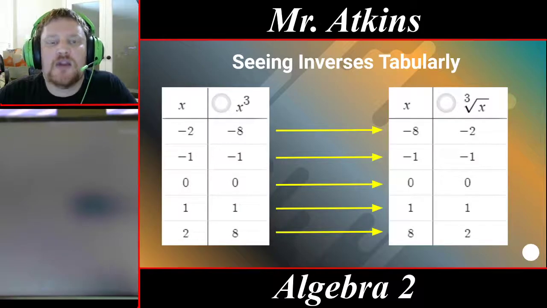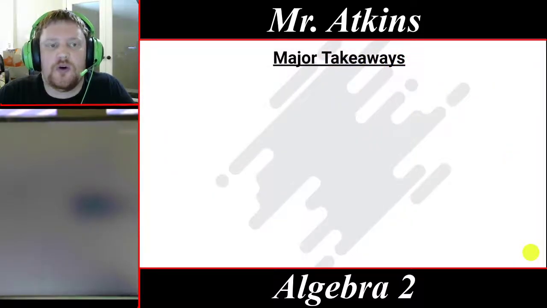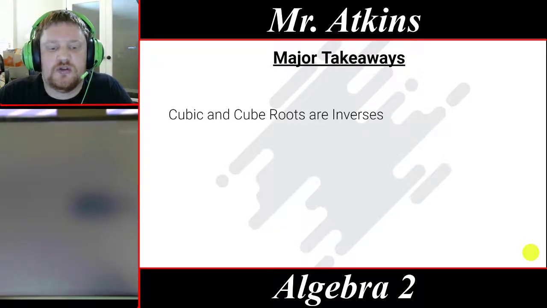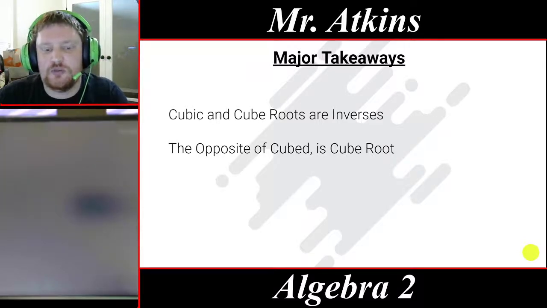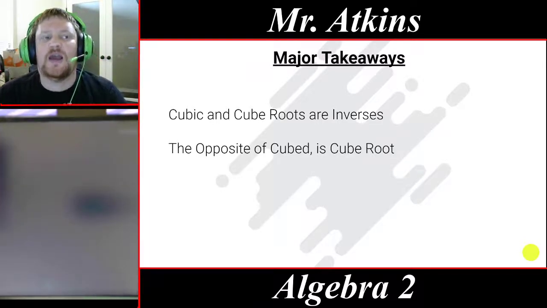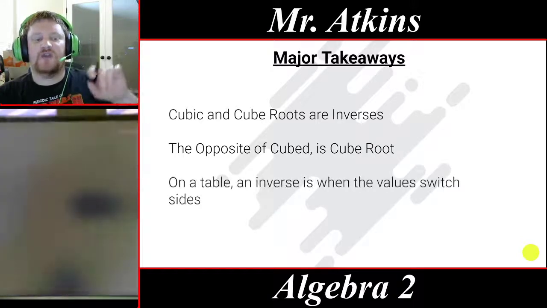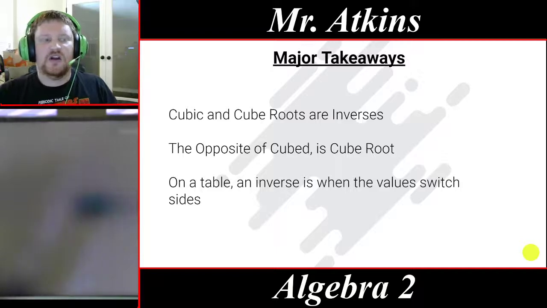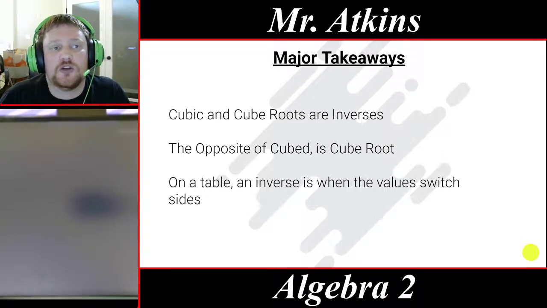So here's a couple major takeaways from looking at this. Just like before, cubic and cube root are inverses of each other. The opposite of cubed is cube root. The opposite of cube root is cubed. And when you're looking at a table, the inverse is when the values switch sides. That's really all there is to inverses, both for cubic and cube root, as well as looking at tables.